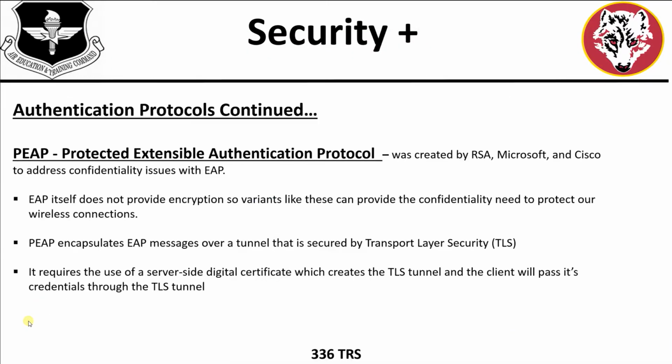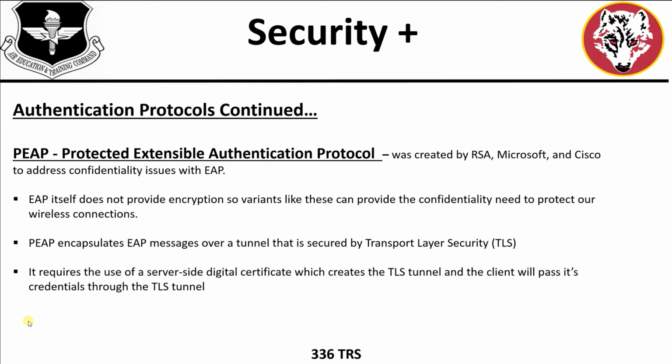So that was LEAP. Now we have something called PEAP, which stands for Protected Extensible Authentication Protocol. It was created by RSA, Microsoft, and Cisco, so they teamed together. This addresses confidentiality issues with EAP. EAP itself does not provide encryption, so variants like this can provide the confidentiality that's needed to protect our wireless connections. PEAP encapsulates EAP messages over a tunnel that is secured by TLS, which is Transport Layer Security. It requires the use of a server-side digital certificate, which creates the tunnel, and then the client will pass its credentials through the TLS tunnel.